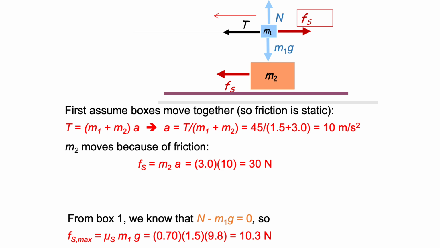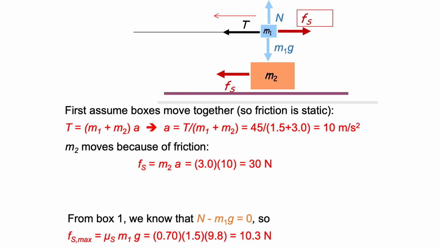So first, let's assume that the boxes move together. Now, we don't know that that's the case. It may very well be, and this is kind of thinking along the lines of the previous problem, that if we pull with too much force on block m1, it will slip, that the static friction condition will be broken.